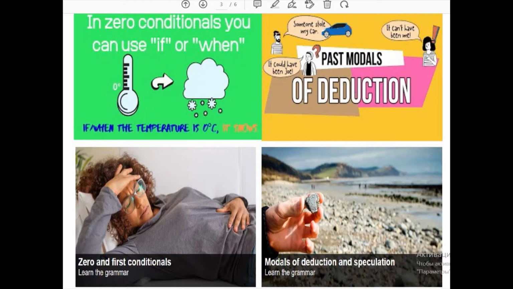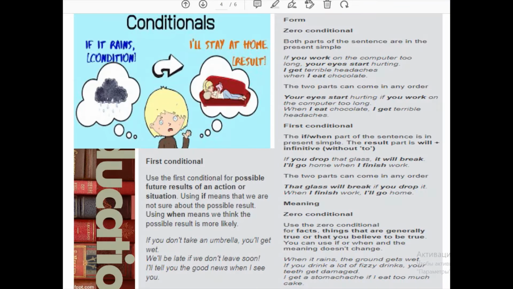We use the first conditional to talk about things which might happen if an action takes place. We use if for things which are likely to happen and when for things which are certain to happen.